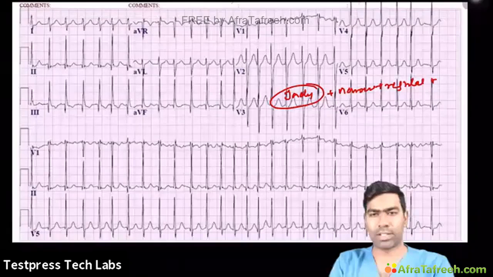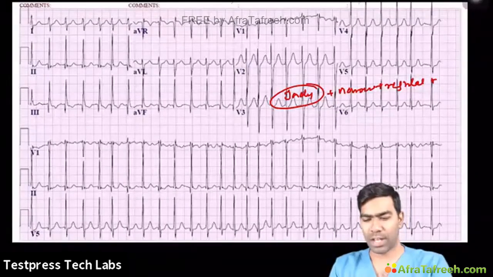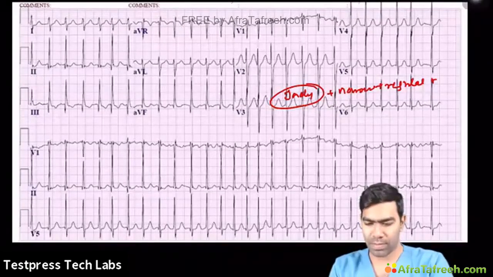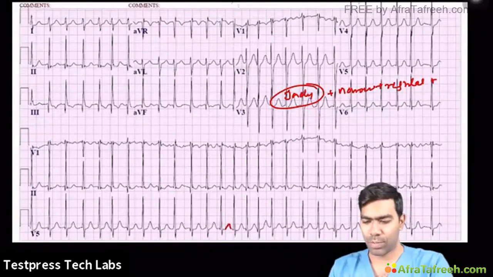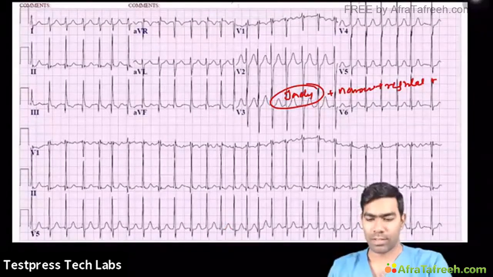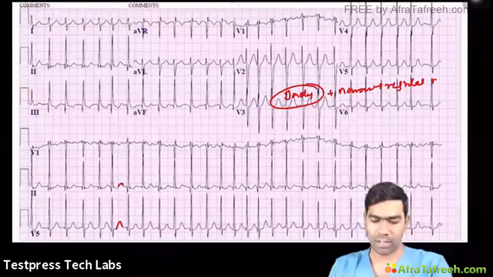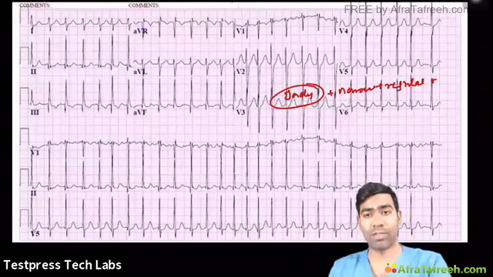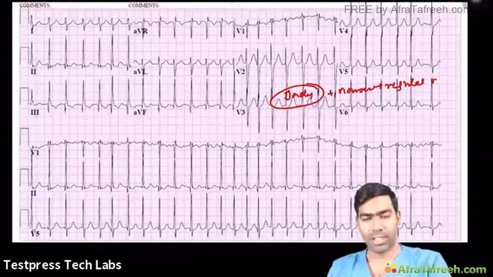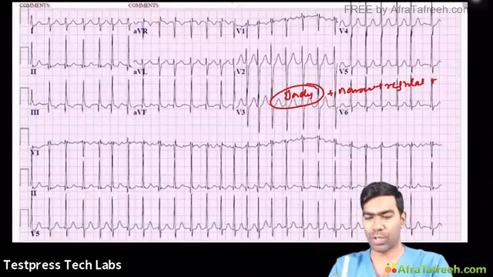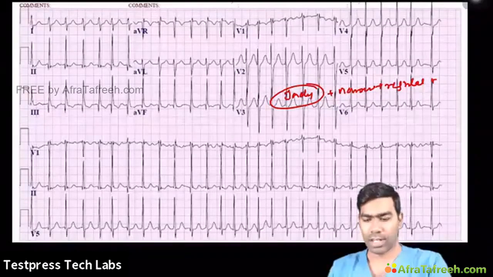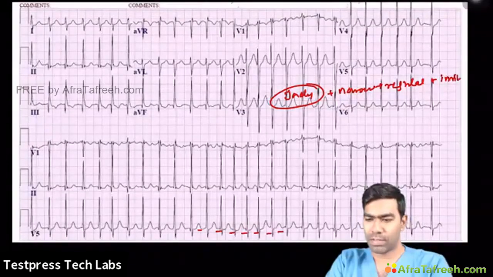So if it's a regular rhythm, what is the next step? Look for the P waves. Are you able to see any P waves before the QRS complex? Where is the P wave? Show me a P wave. If you think this is the P wave, where is the T wave then? Show me the T wave. Is there any P wave at the usual location before the QRS? I don't think I can see any P wave. So invisible P waves.